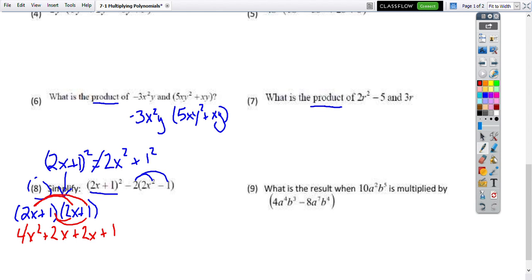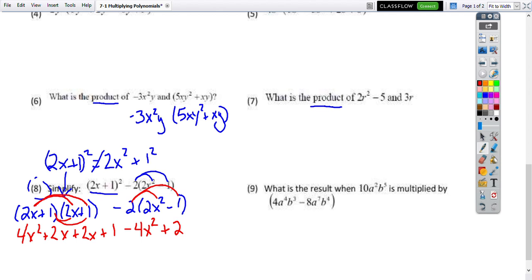Meanwhile, we're still going to do the distributing here. So we still have this minus 2 times 2x squared minus 1. So negative 2 times negative 2x squared is minus 4x squared. And negative 2 times negative 1 is plus 2.